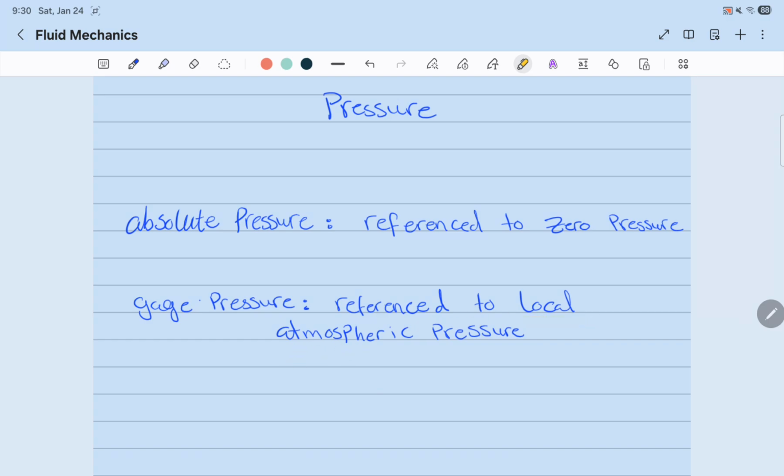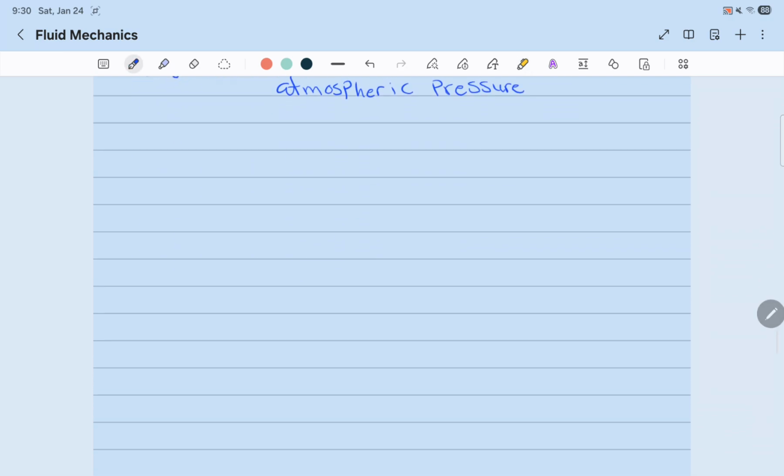So if you're measuring a car tire's pressure in Vancouver, your local reference will be Vancouver at that specific time. Whereas if you're measuring a car's tire in Toronto, your local pressure will be Toronto at that specific time. So to help you understand that better, let's take an example of a car tire.